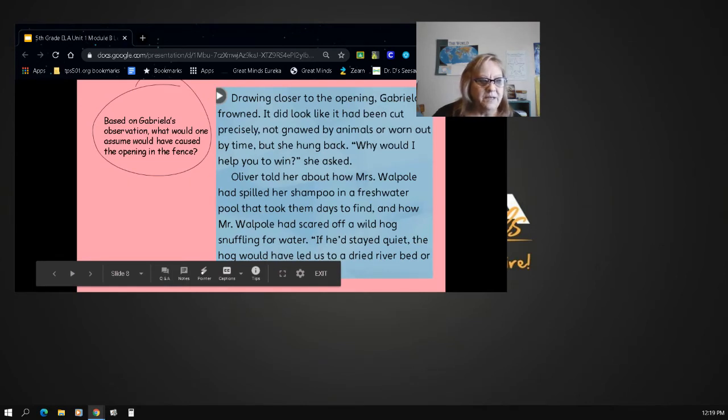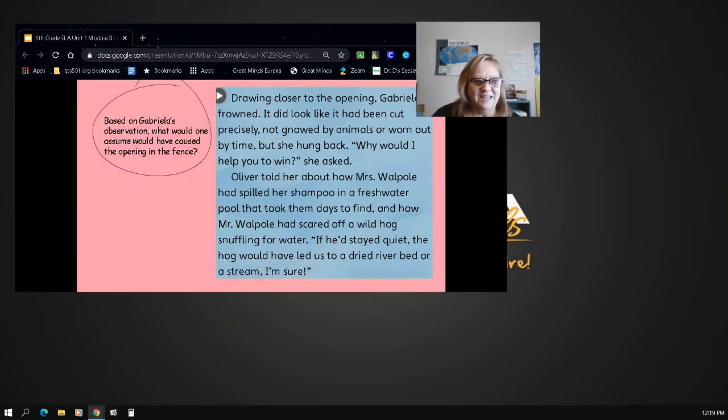Drawing closer to the opening, Gabriella frowned. It did look like it had been cut precisely, not gnawed by animals or worn out by time, but she hung back. "Why would I help you to win?" she asked. Oliver told her about how Mrs. Walpole had spilled her shampoo in a freshwater pool that took them days to find, and how Mr. Walpole had scared off a wild hog snuffling for water. "If he'd stayed quiet, the hog would have led us to a dried riverbed or a stream, I'm sure." Let's keep reading.